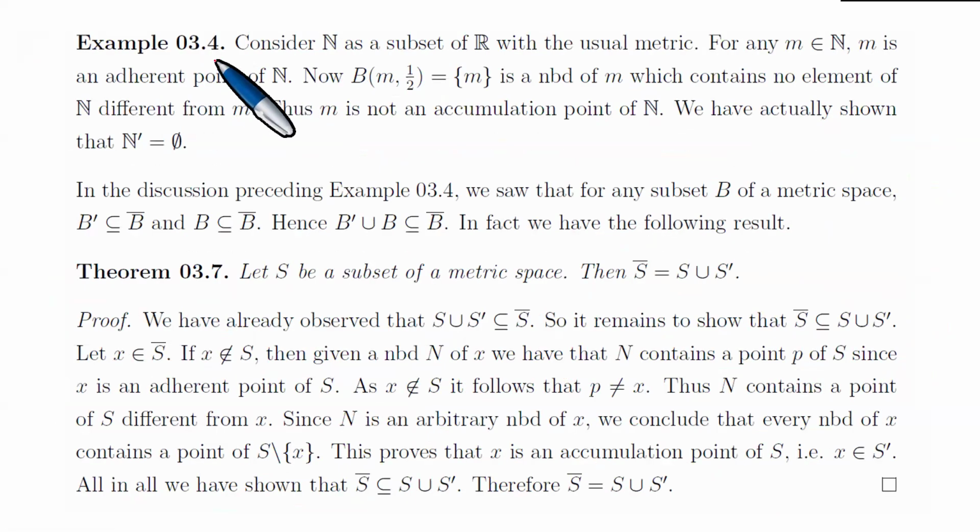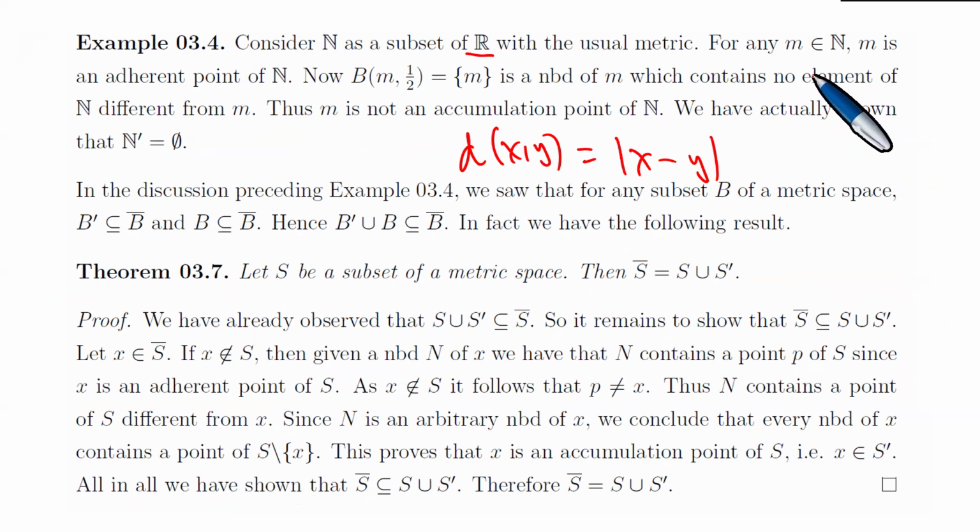Example 03.4: you consider the set of naturals as a subset of the real numbers with the usual metric. And once again, the usual metric is the one that finds the distance as the modulus or the magnitude. For any m in the naturals, an adherent point of N, we can then consider an open ball of center m and radius 1/2. Obviously, in the natural numbers, it's going to contain only m.